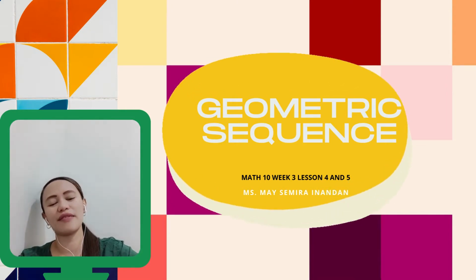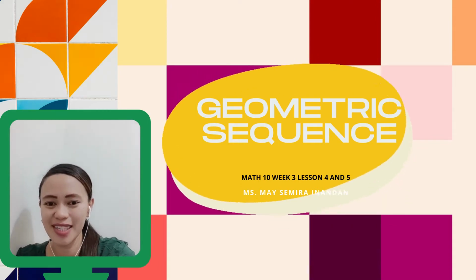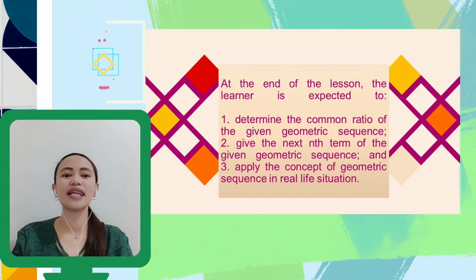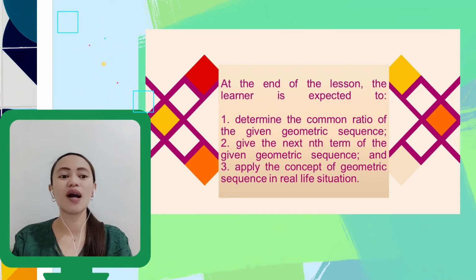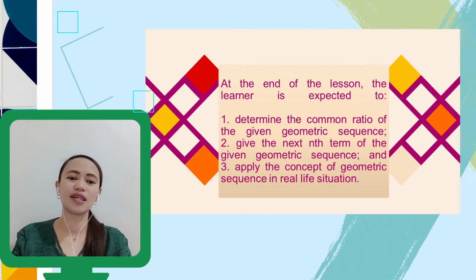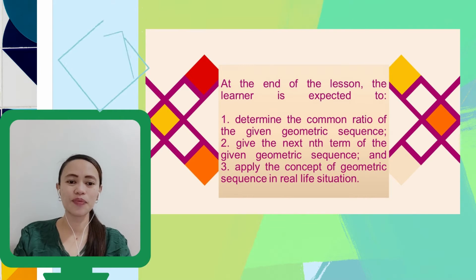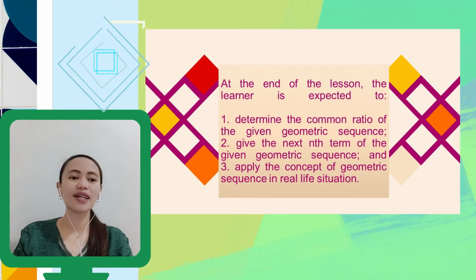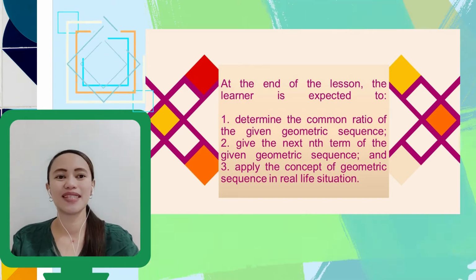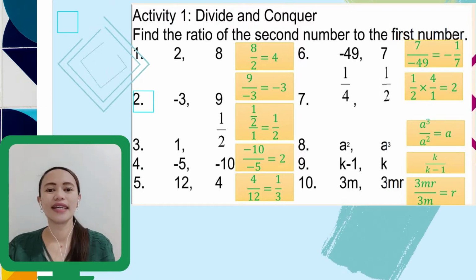So for this week, week 3, we're going to have lesson 4 and lesson 5, and that is all about geometric sequence. At the end of the lesson, the learner is expected to determine the common ratio of the given geometric sequence, give the next n terms of the given geometric sequence, and apply the concept of geometric sequence in real life situations.